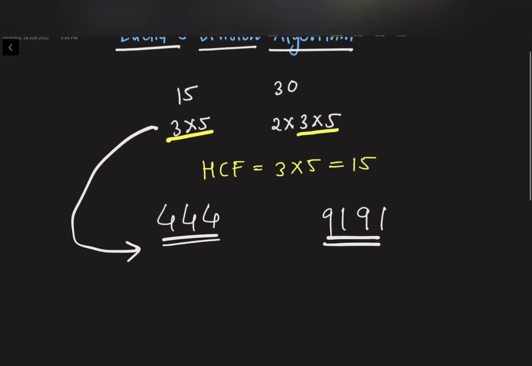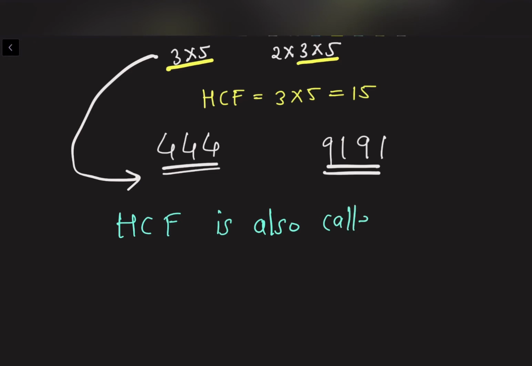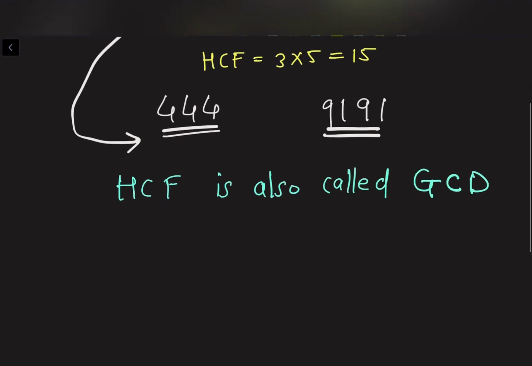And one more thing, HCF is also called as GCD. Okay, HCF is also called as GCD. Okay, HCF is your highest common factor and GCD is your greatest common divisor. Okay, it's one and the same.